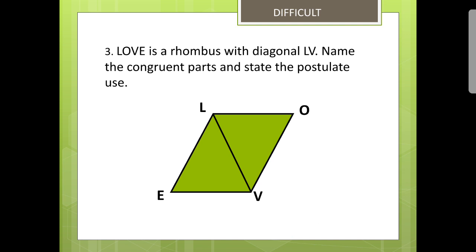Next. LOVE is a rhombus with diagonal LV. Name the congruent parts and state the postulate used. Okay. Time is up. The answer is, okay. So side LE is congruent to side VO. Side EV is congruent to side OL. Side LV is congruent to side LV. And that is side, side, side.